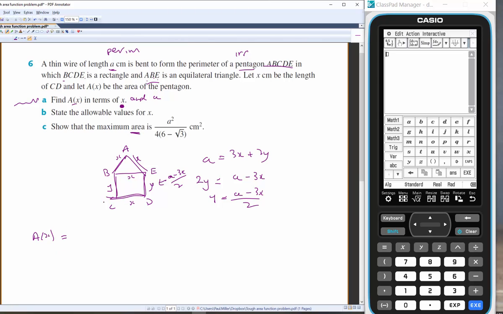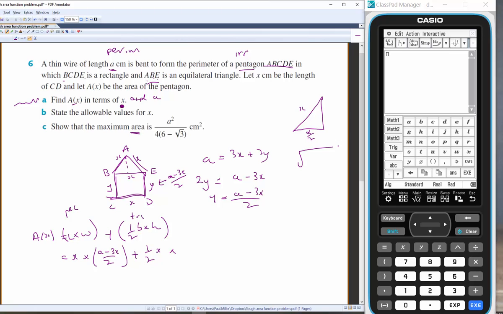So we're going to say that A of x equals length times width, that's the rectangle component, plus the half base times height of the equilateral triangle component. Okay, so the length times the width is simply going to be x multiplied by (A take 3x) on 2, plus half the base, which is half x, multiplied by the height, which we can get from Pythagoras' theorem. So I'm just going to draw that. That's going to be x, that's x on 2. If I use Pythagoras' theorem, go through the steps if you want yourself, it's going to be the hypotenuse squared, take away this side here squared, which is x squared on 4. So multiplied by this thing here, which is root of x squared take away x squared on 4.